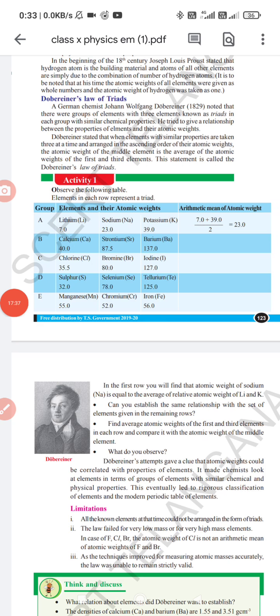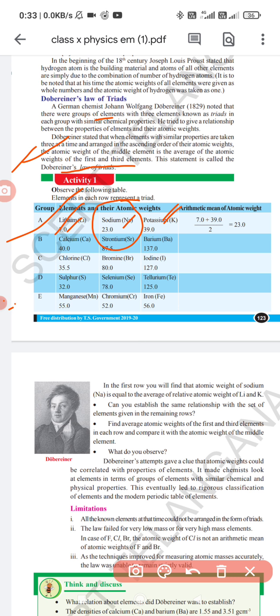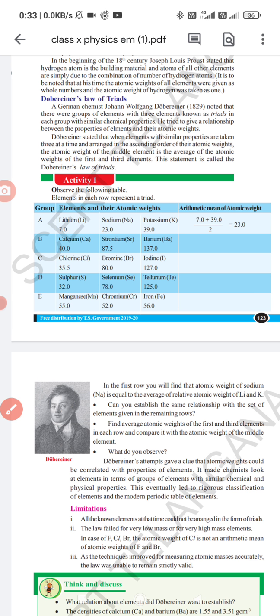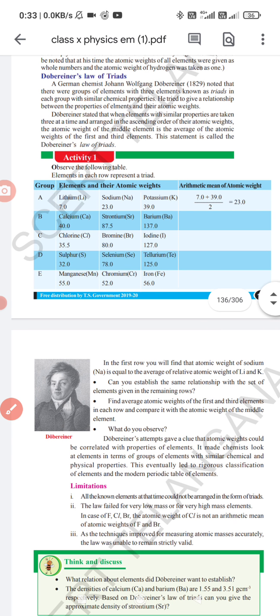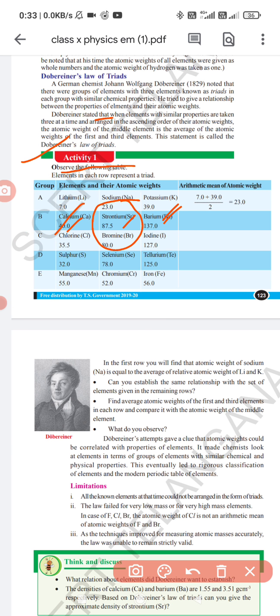Okay, continuation of it I'm explaining here. Can you establish the same relationship with the set of elements given in the remaining rows? Yes, we can explain this same relationship with the remaining rows also, like row 1, A, B, C, D. He explained about row 1, and I explained about row 2 also, that is B, and I asked you to calculate the atomic weights of C, D and E.